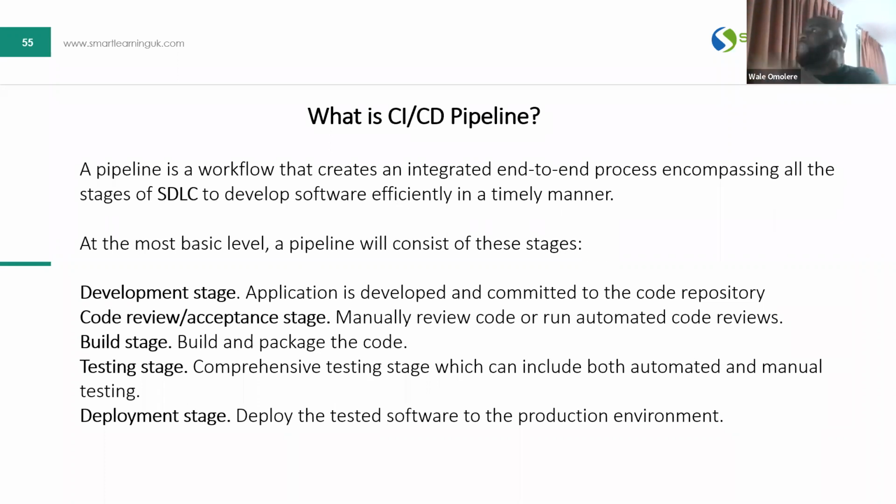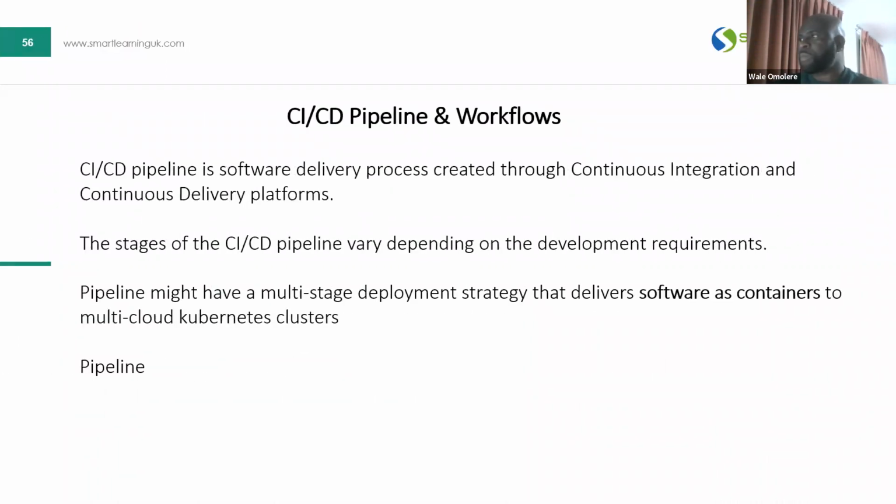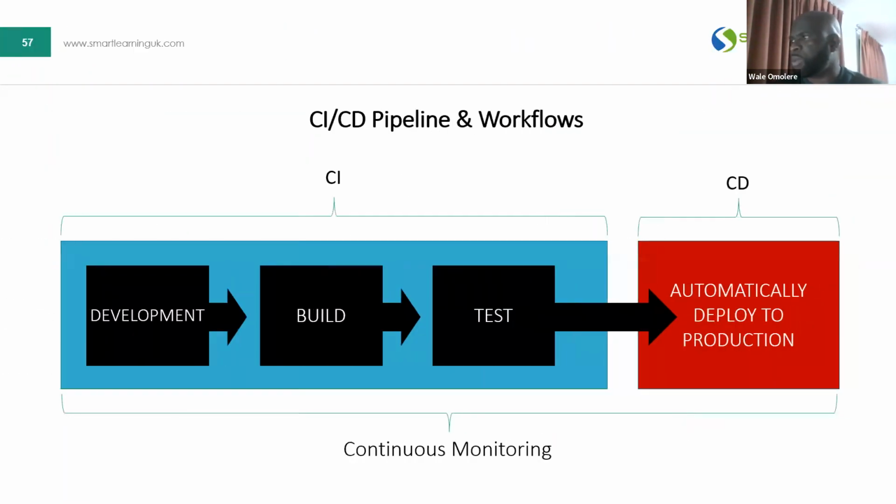This is how you would develop an application to the point that you test it and also deploy it. So this is a typical pipeline or workflow. You can see here that I have development, I have build, I have test, and I also have automate, where you can automatically deploy the code, or deploy the application into your production environment.